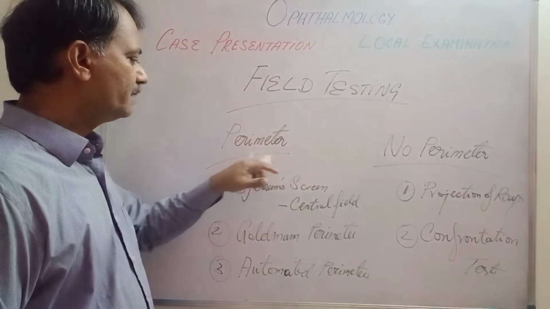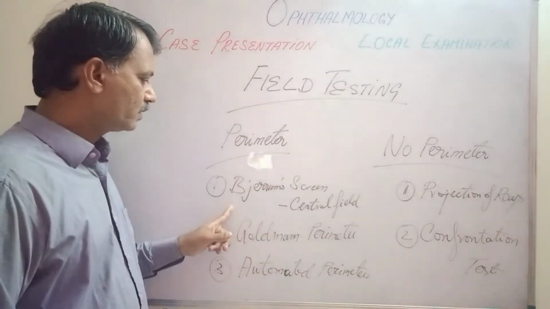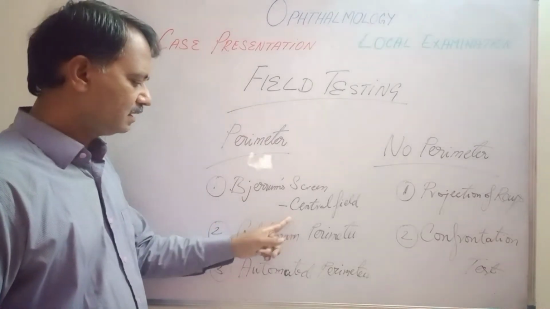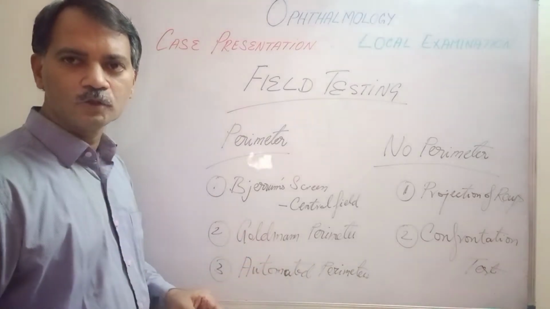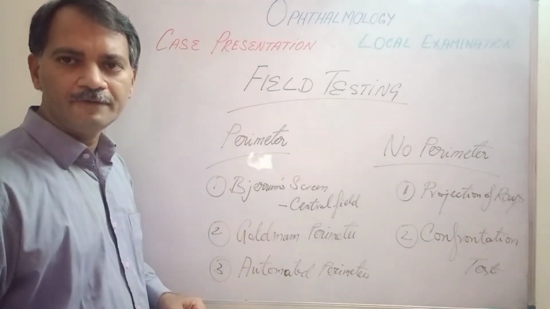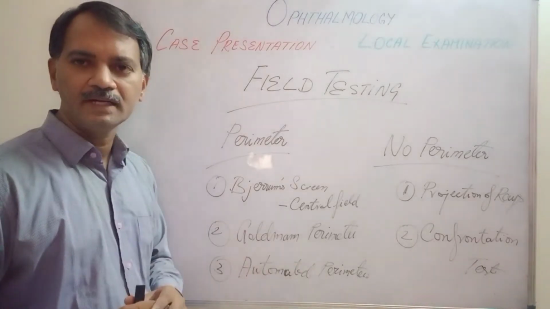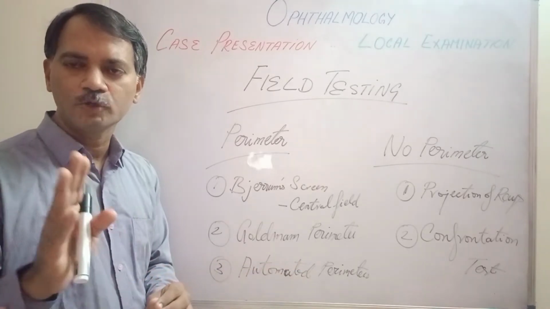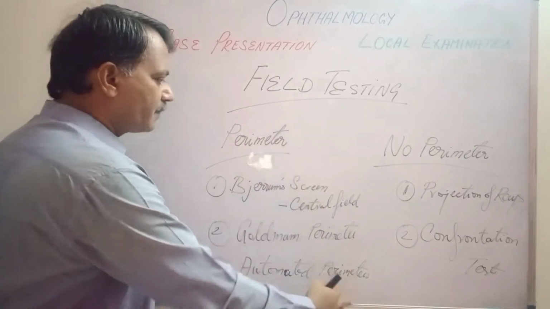So when you are using a perimeter, the following things can be used for testing the fields. One is the Gerard screen for testing the central field of vision. We can use a Goldman perimeter, which is a gold standard those days for checking the field of vision. And nowadays we have this automated perimeter which is practiced everywhere and it gives accurate values. We are not going to talk about this part here.